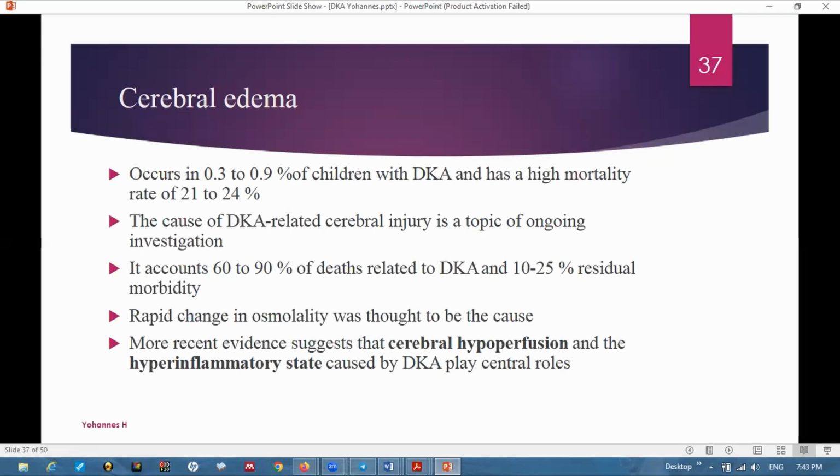Most of the time, the previous thoughts are that it is due to the rapid change in osmolality, which is associated with management. So if you give excess fluid, if you give bicarbonate, if you give an insulin bolus initially, these can be causes for cerebral edema. But there is recent evidence which suggests cerebral hypoperfusion and hyperinflammatory states are contributing factors for cerebral edema, but it requires further study.